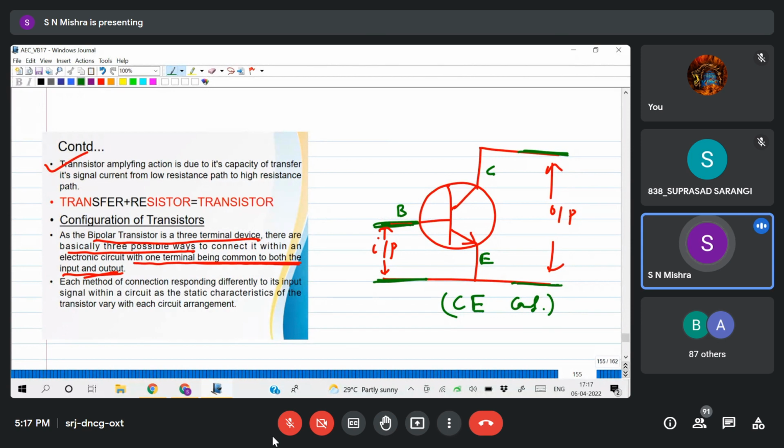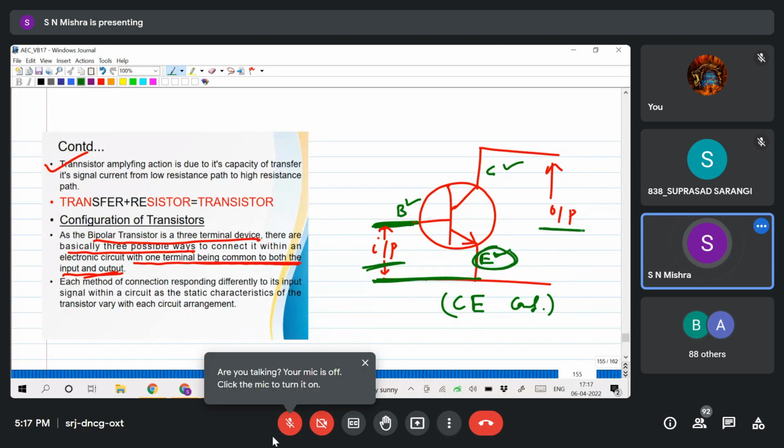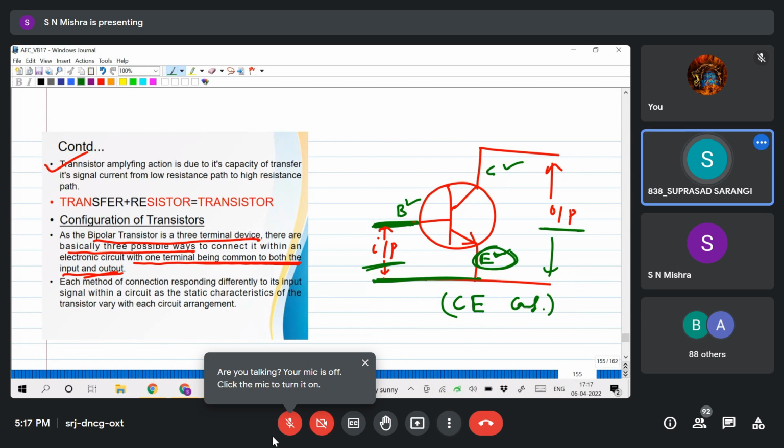If you look at this figure, between input and output, which terminal is common? Here I am giving input between base and emitter. Here I am taking output between these two terminals, that means collector and emitter. So the emitter terminal is common between input and output. Yes or no? Yes, sir. That's why it is called the common emitter configuration.